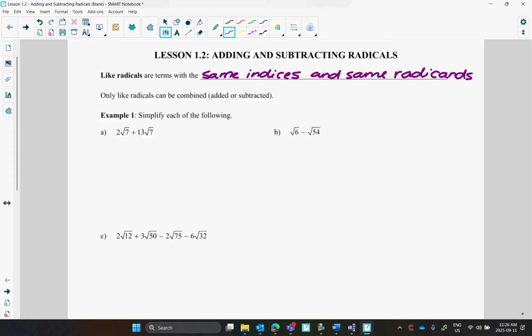So if I said this, 2 root 3 and root 3, would you say those are like or not like? Not like. Do they have the same indices? Are they both the same type of roots? They're both square roots. Do they have identical numbers under the square root sign? They are like. Doesn't matter if there's something in front. That's not what we look at.